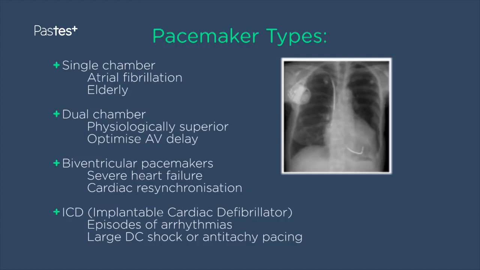We implant these wherever possible if someone has an underlying rhythm where the atrium and the ventricle are both contracting. So, for instance, first or second degree heart block. The reason for doing that is it's physiologically superior because we have the atrium contracting first and then the ventricle. By making small adjustments in the timing between when the atrium and ventricle contract, we can alter the amount of filling to the ventricle and thus increase the cardiac output.